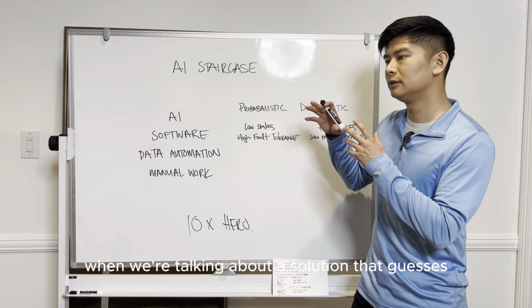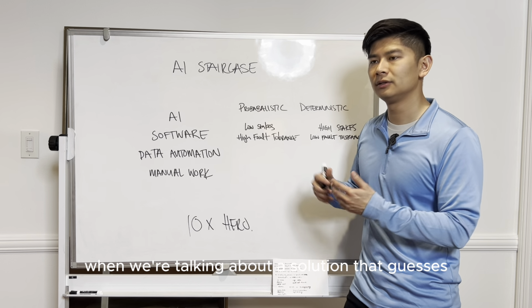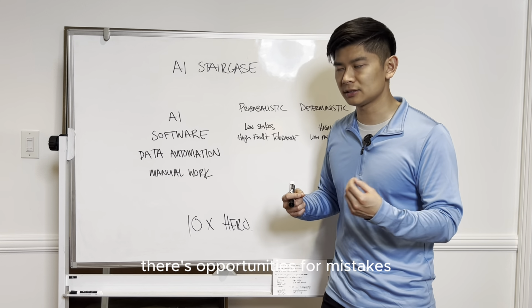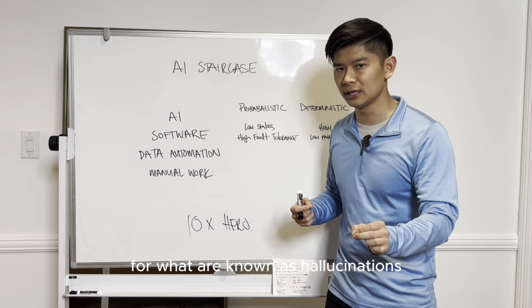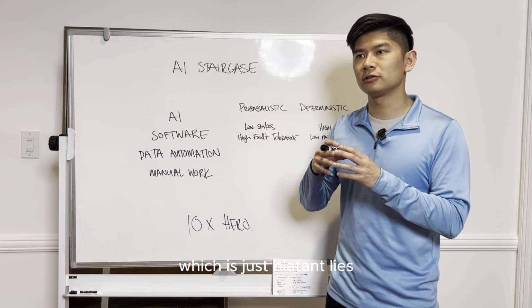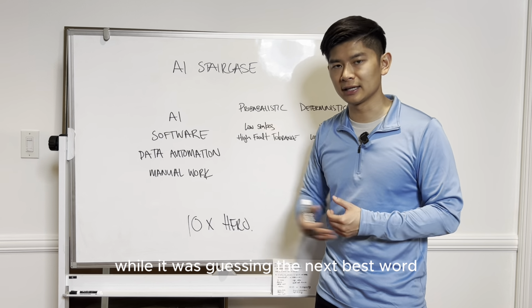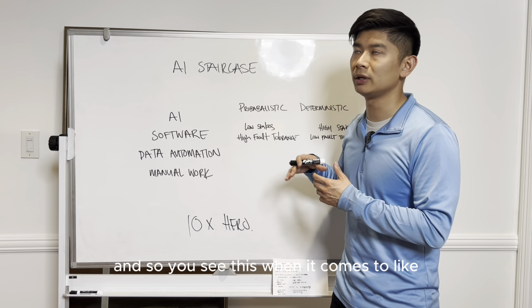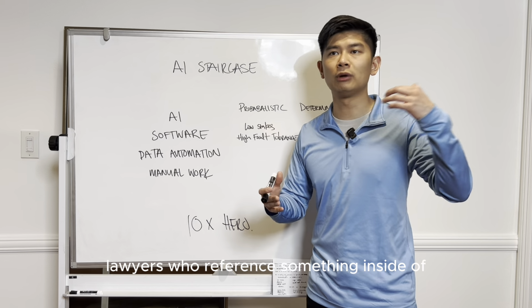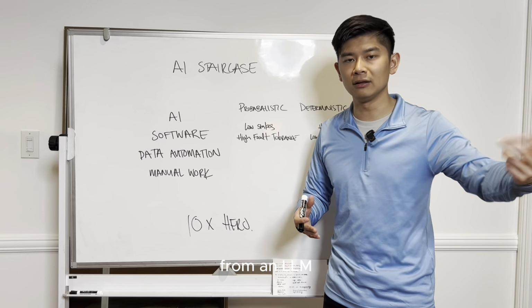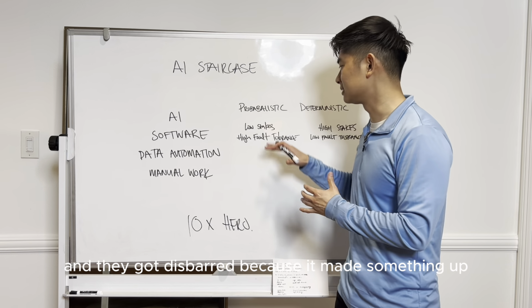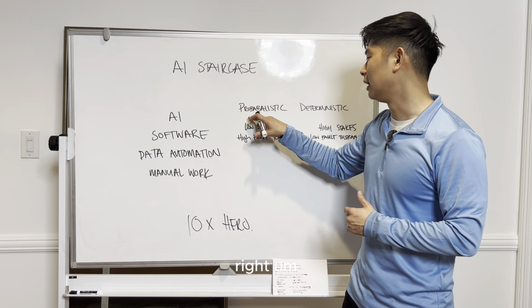When we're talking about a solution that guesses, there are opportunities for mistakes and there are opportunities for what are known as hallucinations, which is just blatant lies or things that the LLM made up while it was guessing the next best word. And so you see this with lawyers who reference something from an LLM and got disbarred because it made something up, right?